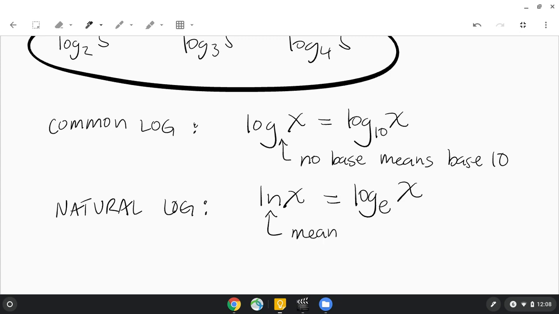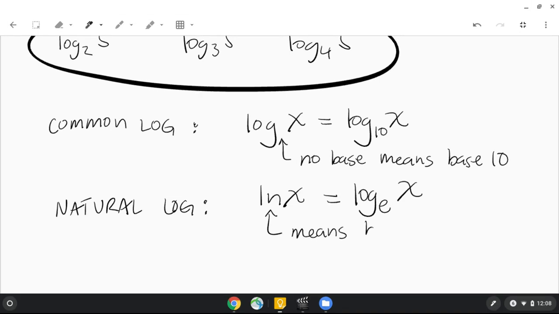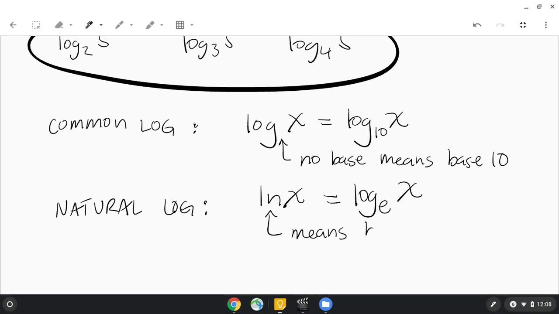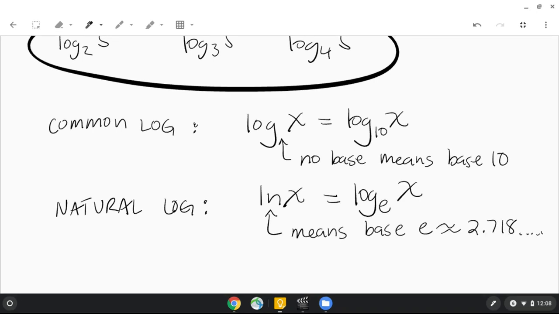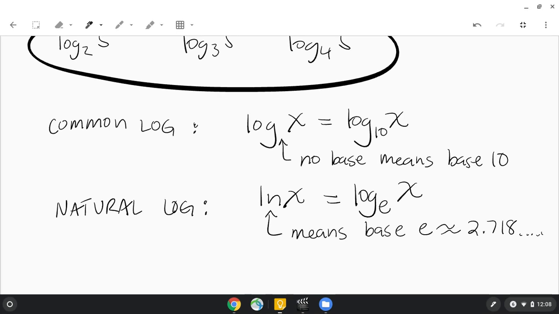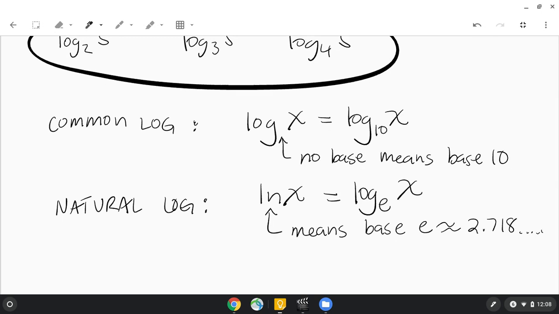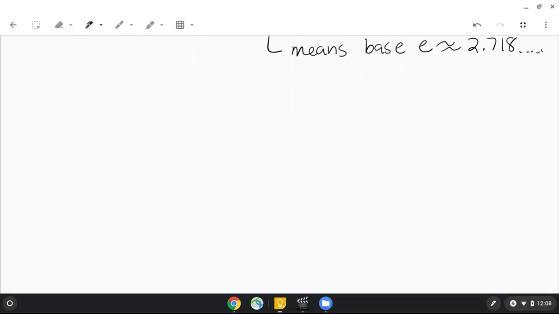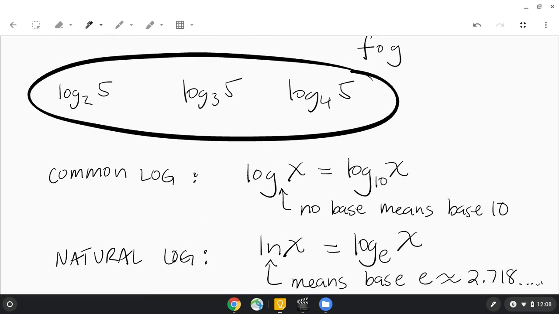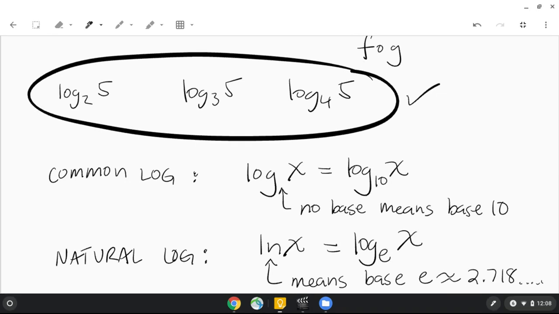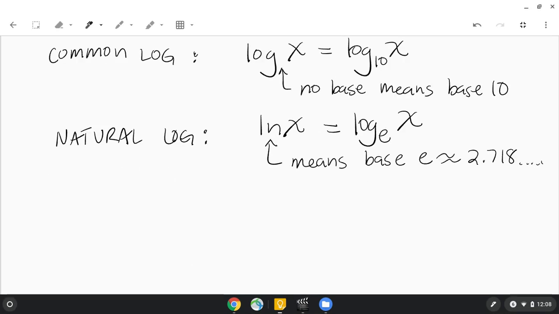So natural log of x means base e, which is roughly 2.718. All right, so these are the two that you have on your calculator. You have the common log base 10, and you have the natural log base e. We'll talk about how to evaluate these problems that I just put down here in the next section. But for now, you just need to worry about log base 10 and log base e.